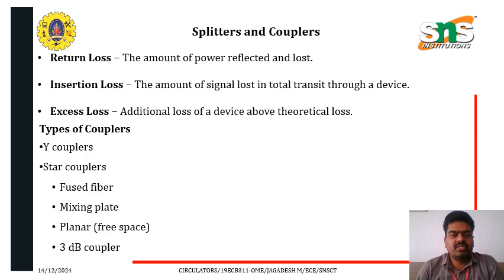So let's continue the session. Here, in the concept of splitters and couplers, there are some losses we have to see. First is return loss. The amount of power reflected and lost is called return loss. Then, what is insertion loss? The amount of signal lost in the total transit through a device is called insertion loss. Then excess loss is the additional loss of the device above the theoretical loss.